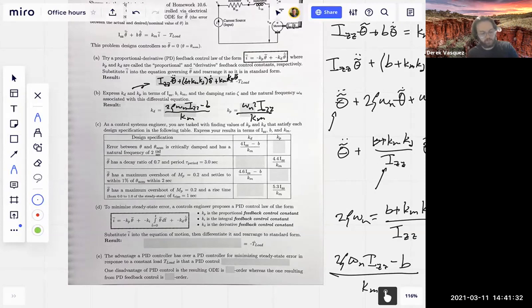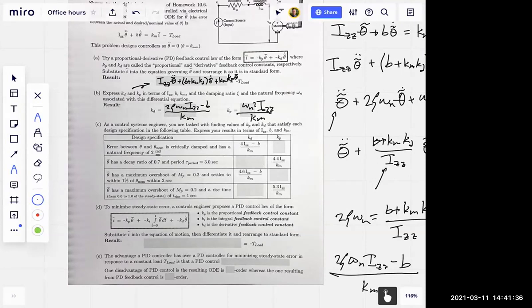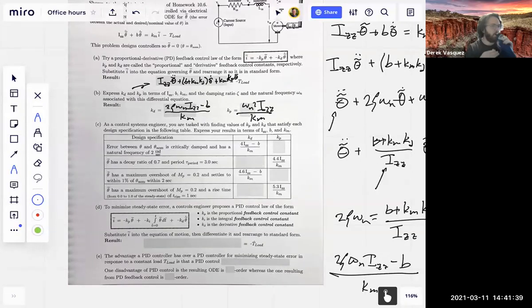So what is our zeta value if we're critically damped? 1. That's right, equal to 1. And then our natural frequency is 2. So Kp, they've already done Kd for us, but Kp is omega n squared IZZ over Km. So 2 squared is just 4 IZZ over Km.